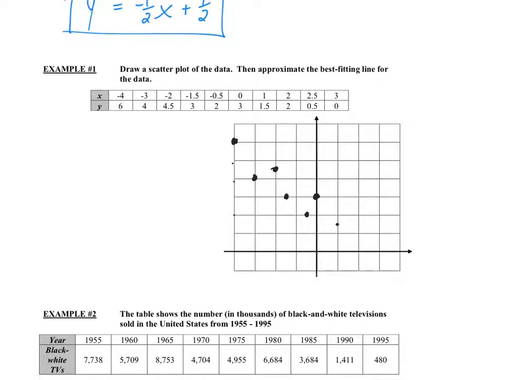1, +1.5. 2, 2. 2.5, 0.5 is going to be kind of in the middle here. 2.5, and then the y value is 1/2. And then 3, 0.